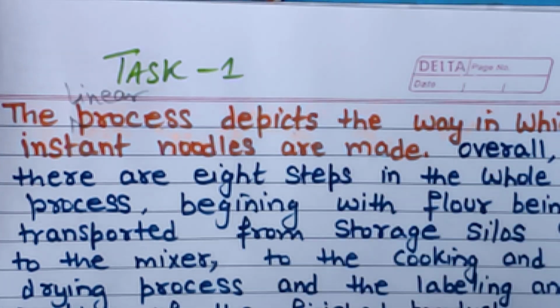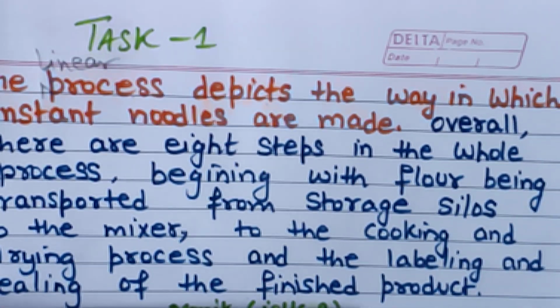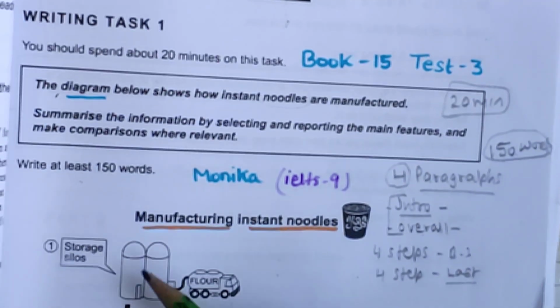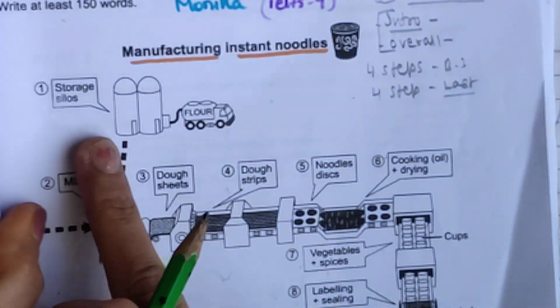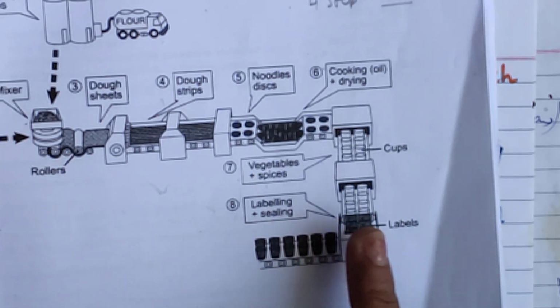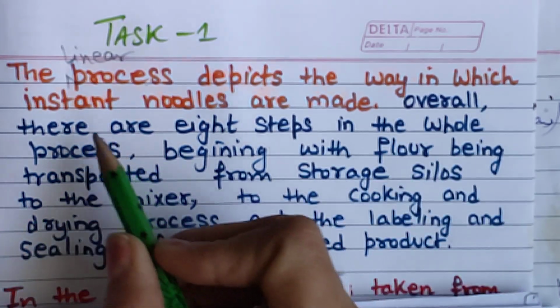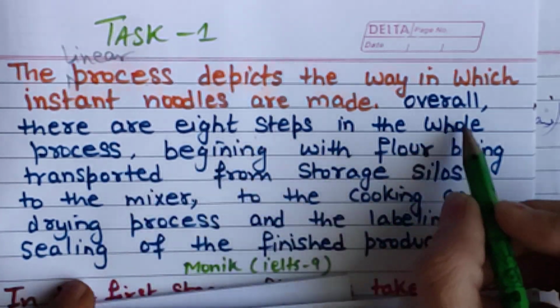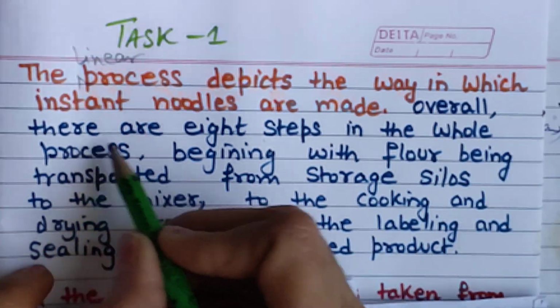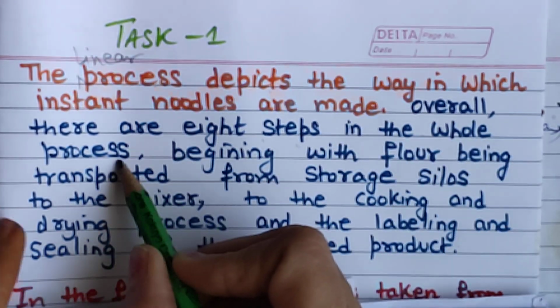Now I have combined both the paragraphs, you can see this, just a minute. Now overall what we can see, there are 8 steps. Okay, starting with storage silos and finishing with transported, labeling and sealing. Overall there are 8 steps, or you can use the word overall. It can be clearly seen that there are 8 steps in the whole process.